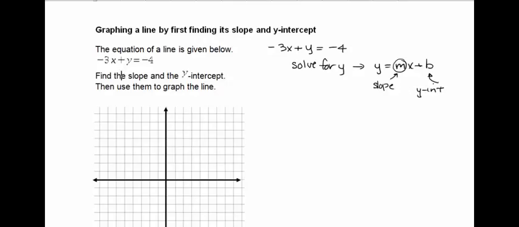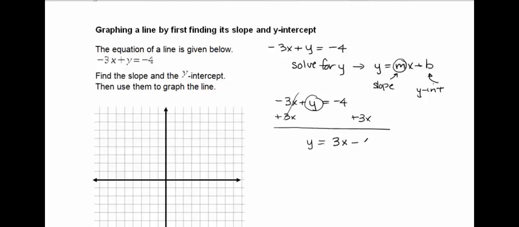Okay, so let's start. I have negative 3x plus y equals negative 4. What I want to do is get y by itself. I have this negative 3x over here, so I add 3x to both sides of the equation. So these go away. I simply have y equals, and I'm going to put my x term first. So I have my 3x minus 4.